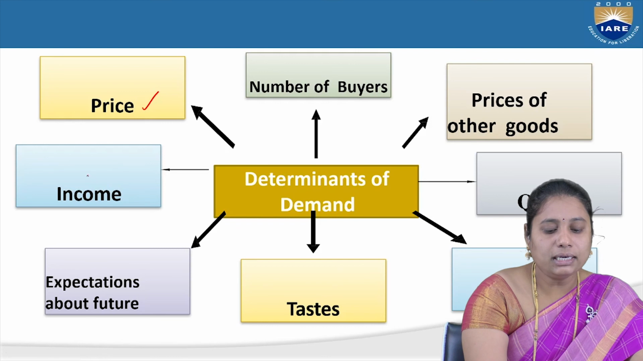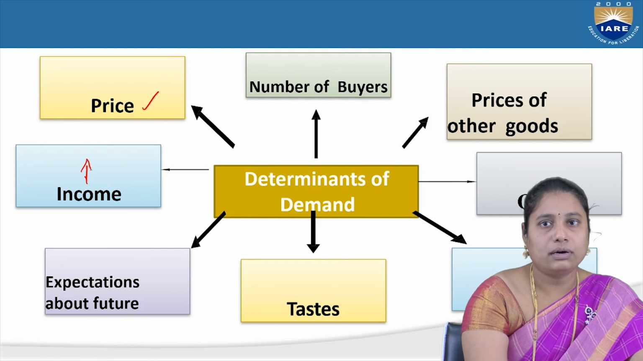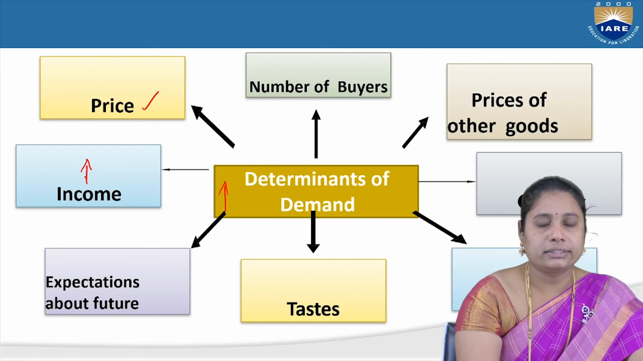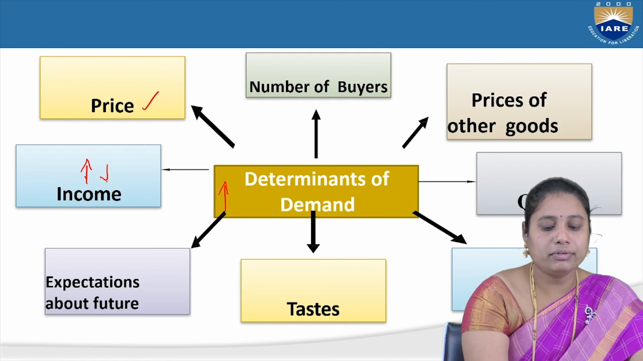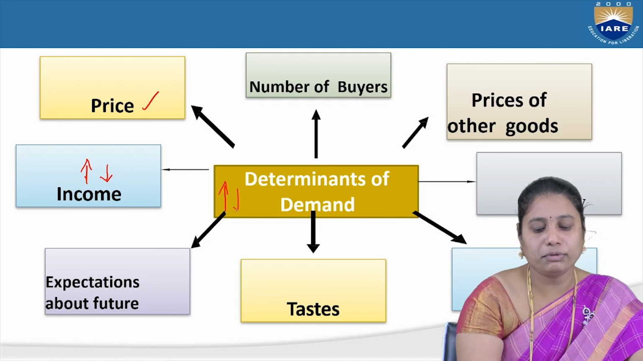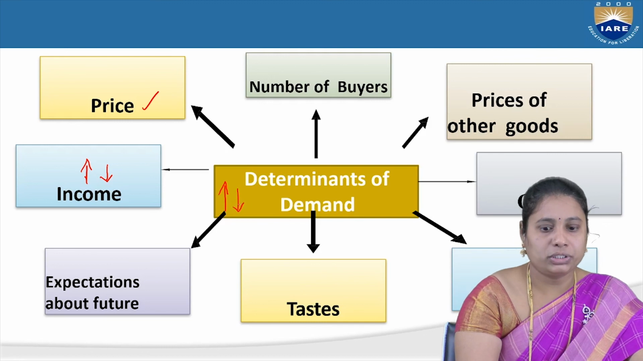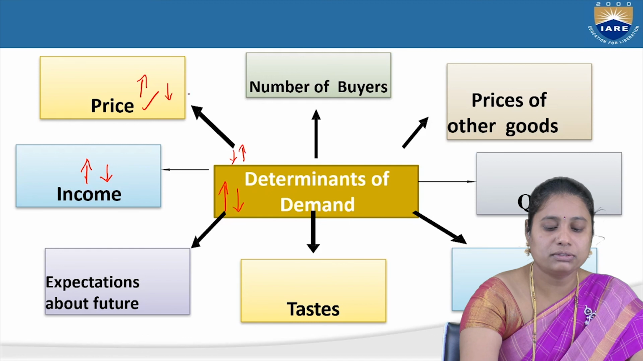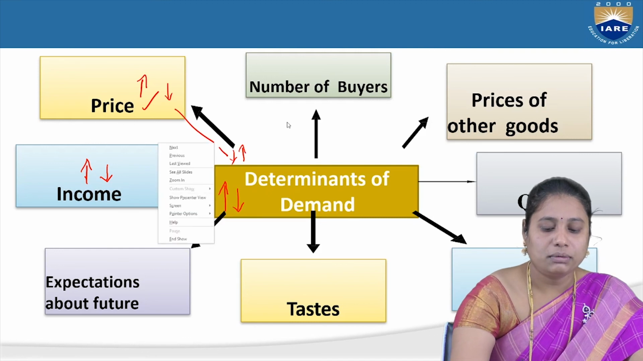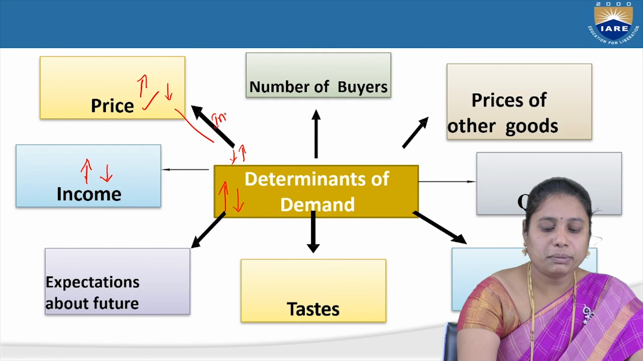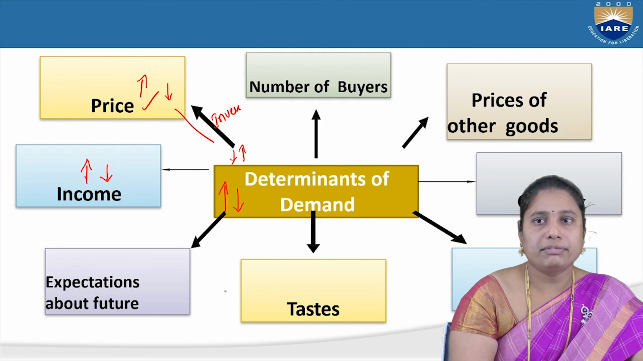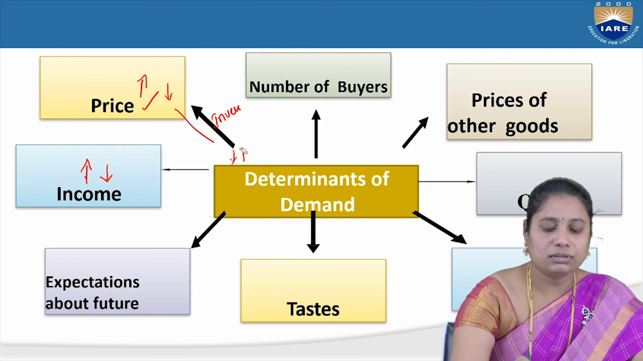And income. If the income levels of the people increase, then automatically they will purchase more products, and demand for the products will increase. If the income of the people decreases, then we will reduce our consumption, and the purchasing of the products will reduce. That is direct proportionate. Previously, if the price increases, demand decreases, and if the price decreases, demand increases. Inverse proportionate was there. Here, except for price, all the determinants have a direct proportionate relationship with demand.